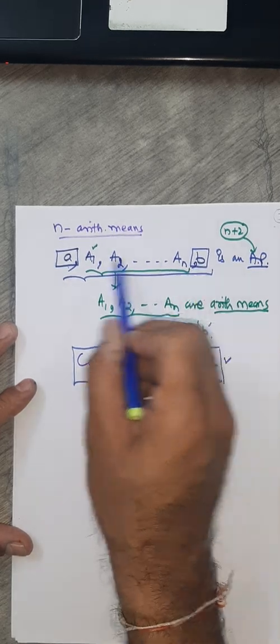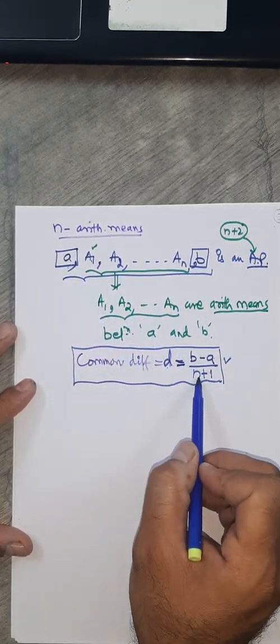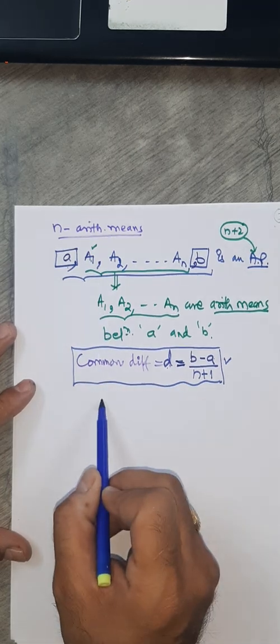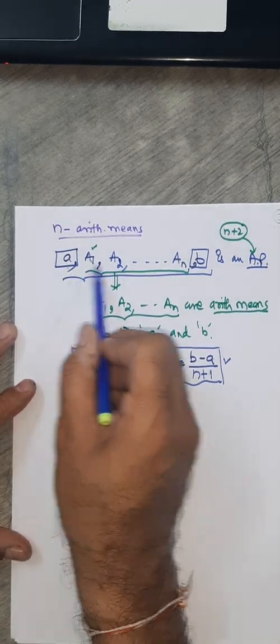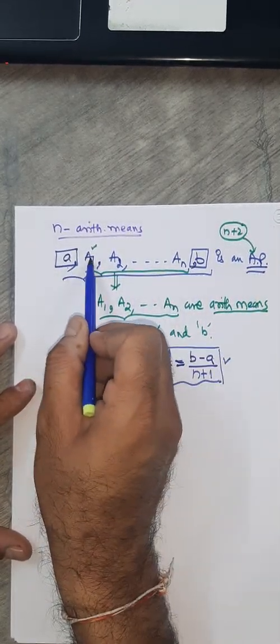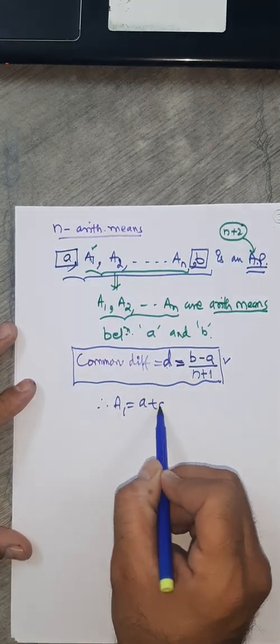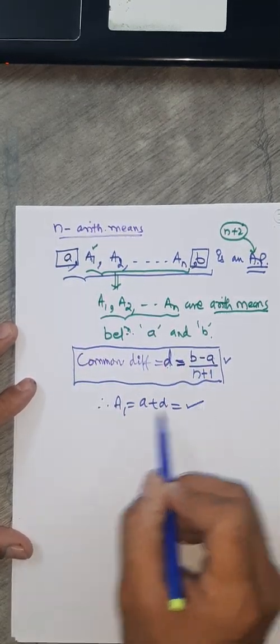The common difference is (b minus a) upon (n plus 1). Fine. You know the first term. So what is A1? That is the second term of this AP. So first term plus common difference, so a plus D. You know D from this, so we'll get A1.